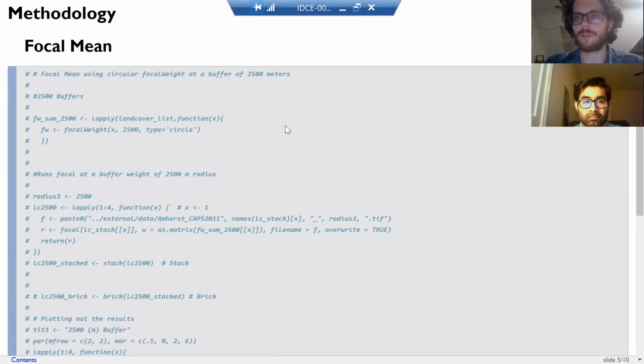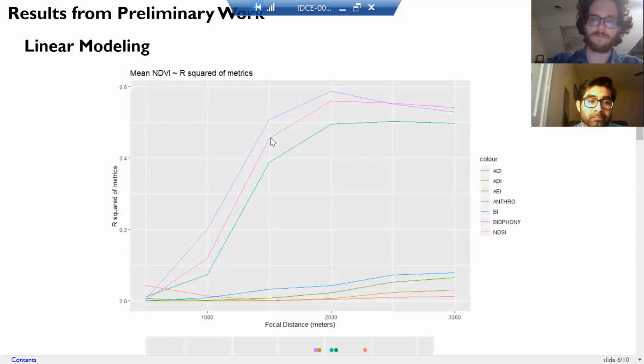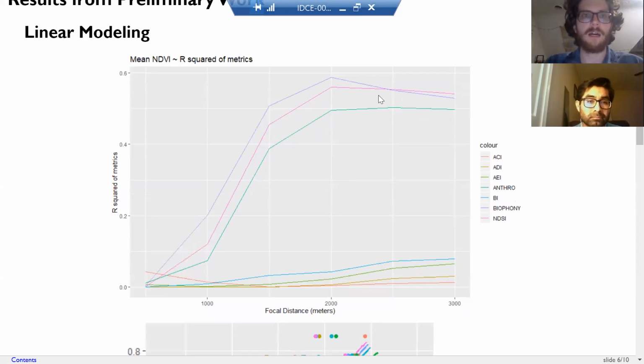Following that, in order to move forward with the project and create a predictive model, we had to create a raster of those 2,500 meter buffers for those variables across the entire area of interest. We did that using focal mean, using the focal weight function of 2,500 meters, specifying it as the buffer. Once we had those rasters, we were able to plug them into a random forest model against the NDSI values that we had analyzed and wrangled together. And then from there, we were able to do the predictive modeling. What we're looking at here is just the results of the preliminary work.